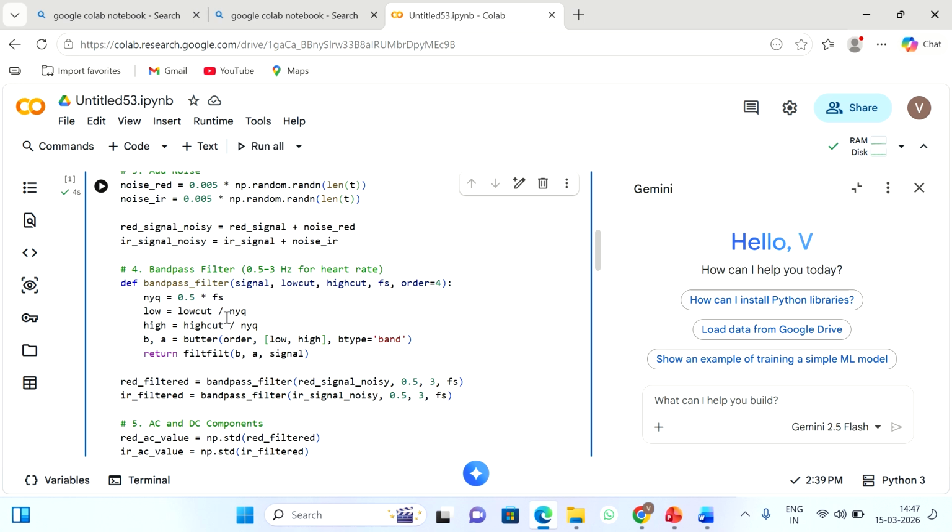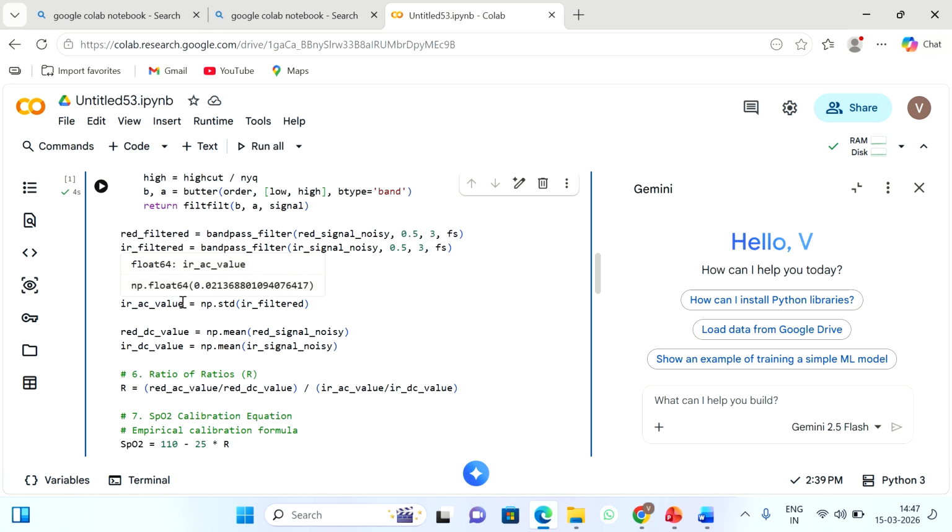Next one, AC component. AC and DC component. red_AC_value is equal to np.std of red_filtered. So IR_AC_value is equal to np.std of IR_filtered. So standard deviation is equal to the pulsatile amplitude. It represents the AC part. DC means it is a straight line. There will not be any peak.